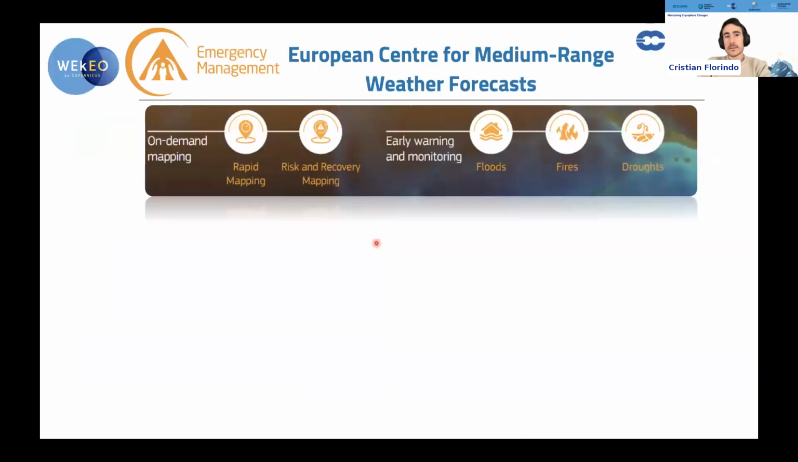And finally, there's the other service by WEkEO, which is the emergency management, which might not be quite significant for the cryosphere, might not be the most relatable one, but I just wanted also to give you a little bit of information on this. But it has on-demand mapping of different events that are occurring, such as fires, for instance, or floodings, or natural catastrophes. They provide information that help the authorities to sort of manage and collaborate on the mitigation of those.